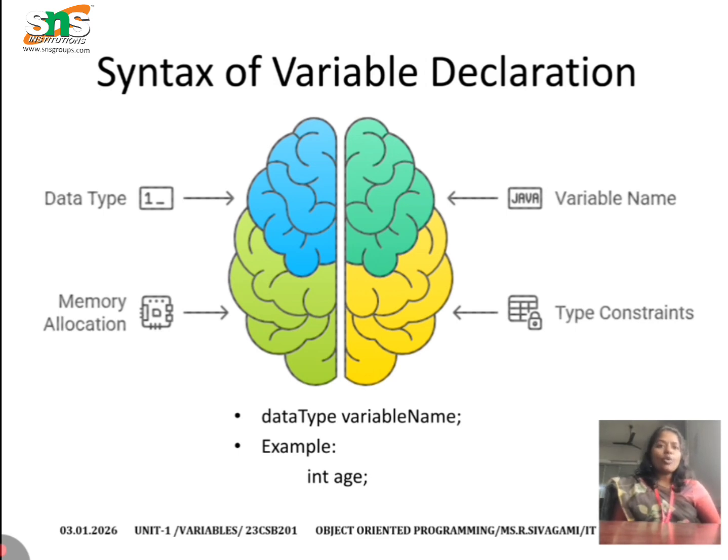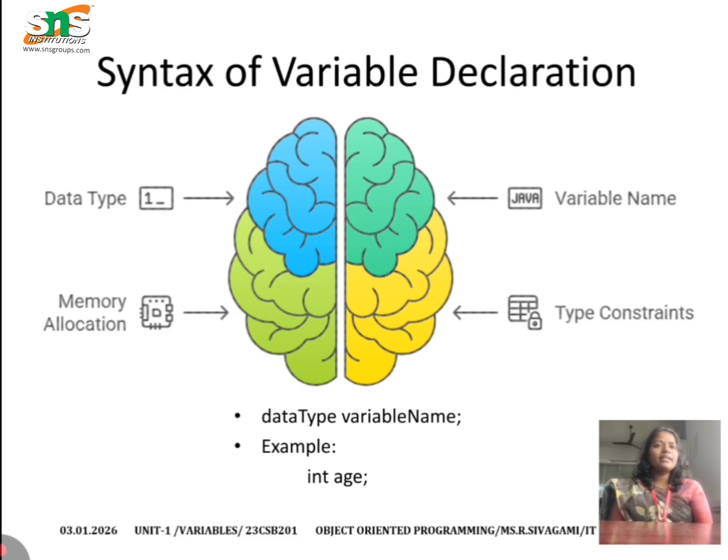The syntax of the declaration. The syntax of a variable declaration is, first the data type and then the variable name. Before we use this variable, we should declare what type of data we are going to use in it. For example, int age.